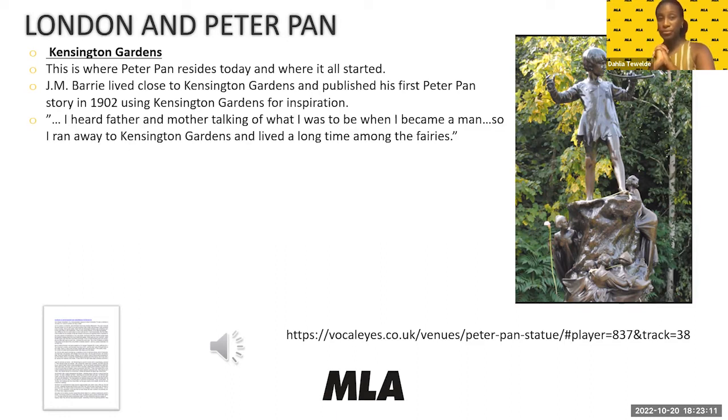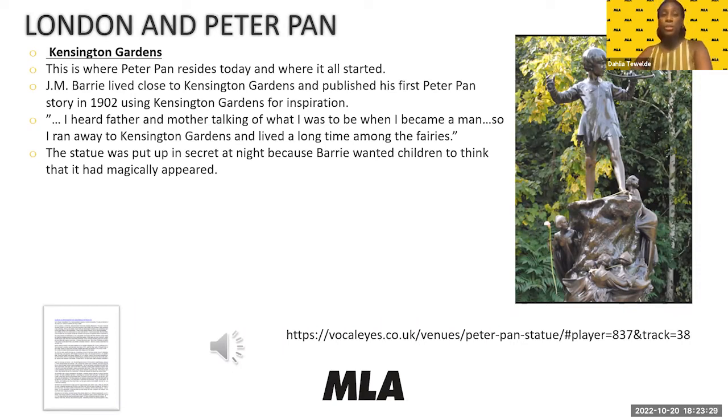And it starts with him giving his reason. It says, "I heard father and mother talking of what I was to be when I became a man. So I ran away to Kensington Gardens and lived a long time among the fairies."